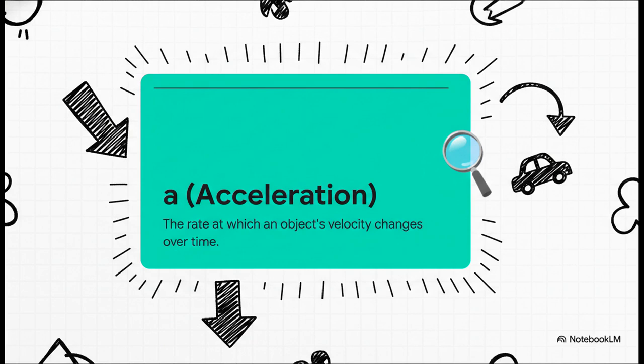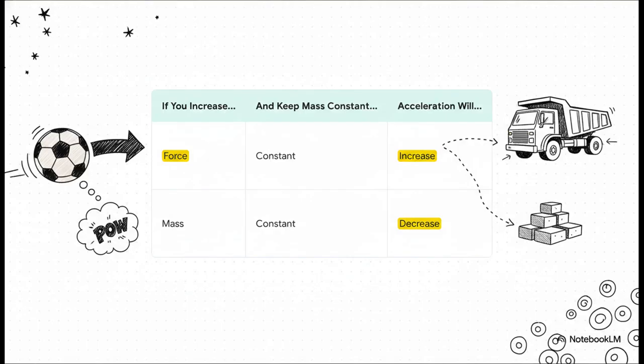And finally, there's a for acceleration. And no, this isn't just about slamming on the gas pedal. Acceleration is any change in velocity. So yeah, that means speeding up, but it also means slowing down. That's just negative acceleration. And get this, it even includes turning a corner at a perfectly steady speed because you're changing your direction. So the real magic is seeing how these 3 things dance together.